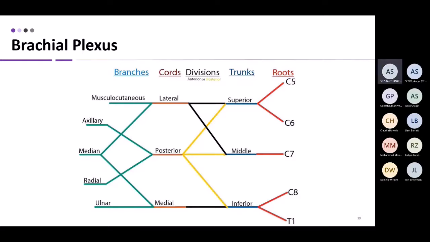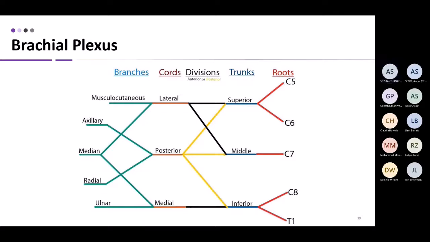Eventually what happens is you get these divisions where they cross over. So the way I like to lump it up is C5, C6 and C7 are secretly in cahoots, and they link up with each other, forming the lateral, and you also have the posterior cord. But then C7 also wants a little help from its inferior buddies, which then forms the rest of the posterior cord here. And then C8 and T1 are quite independent, happy to help, but they just form their own medial cord.